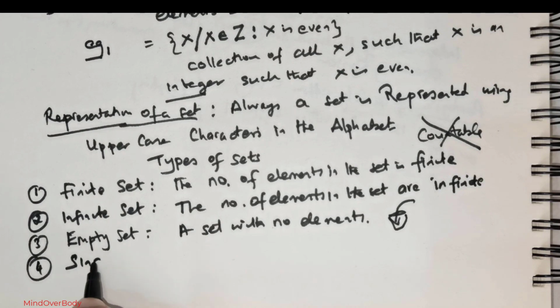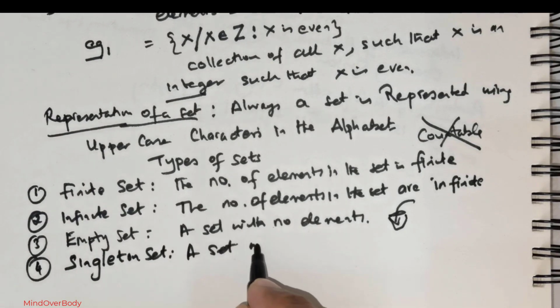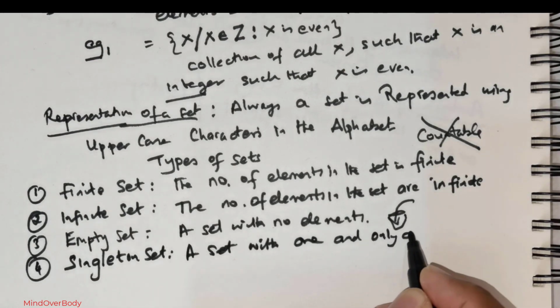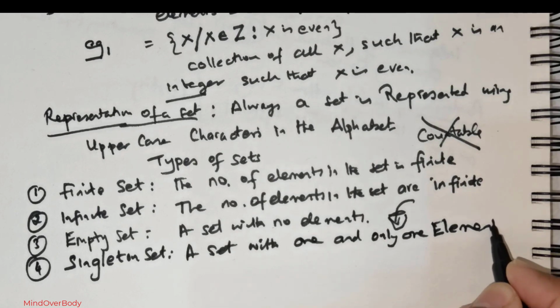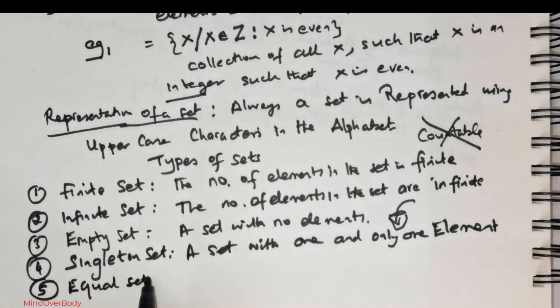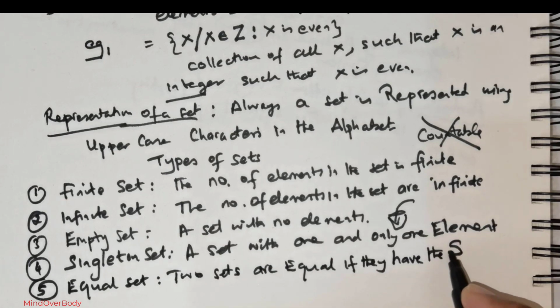Now, singleton set. A set with one and only one element. I'm just emphasizing one and only one, nothing more. Number 5, equal set. So what is the equal set? Two sets are equal if they have the same elements. That's important. This is the catchword, same elements.